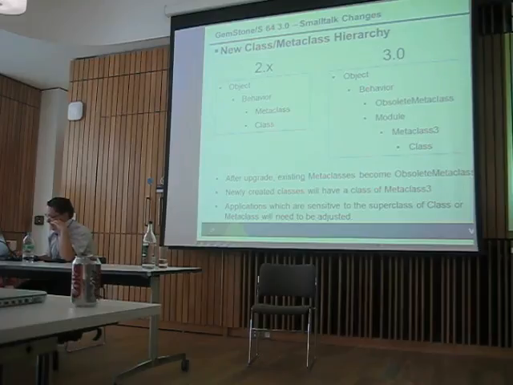Classes migrated from version 2 will continue to have a class of metaclass. And newly created classes in 3.0 have a metaclass of something called metaclass 3. This was the easiest way to do what we needed to do. And like I said, it should be transparent to most applications, most people.